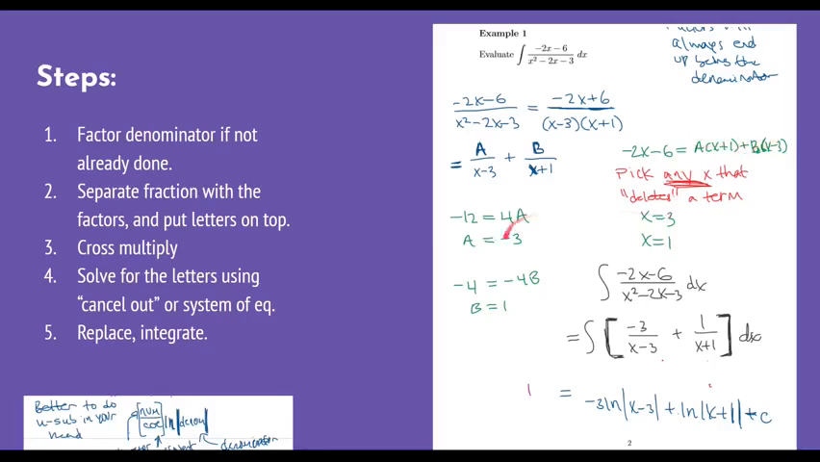And if you do that, a equals -3. If you plug in -1 right here, that will make the a go away, and then you'll find the b, which equals 1.